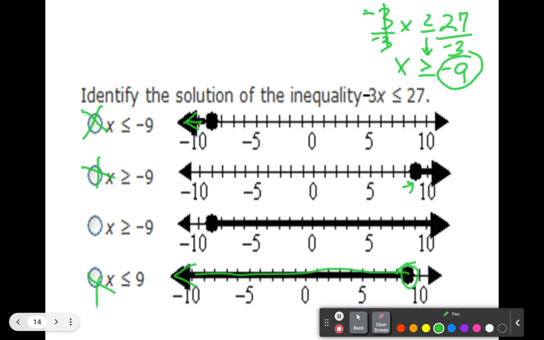So then look at C. This is -9. And if you have greater than, you have to put your arrow to the right. So C is my correct answer.